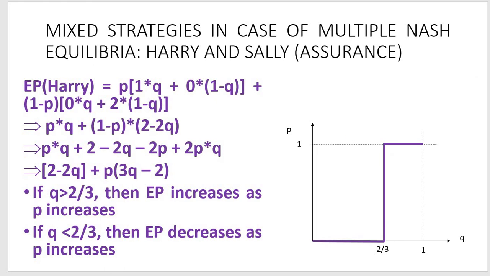So you just do the same kind of analysis. You will see that if q exceeds 2 over 3, then any increase in p is associated with increase in expected payoff for Harry, and vice versa. If q is below 2 over 3, then for Harry, expected payoff decreases as p increases.